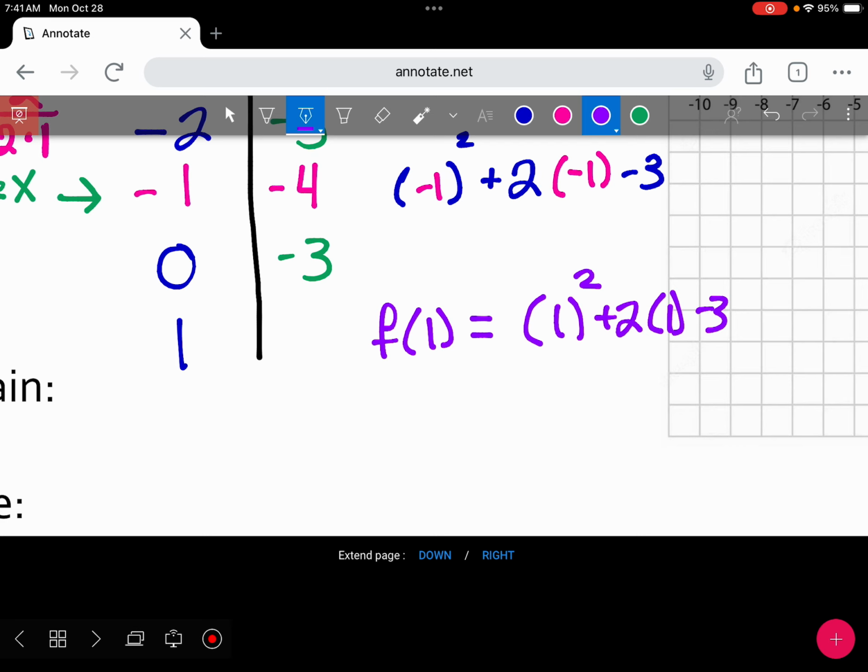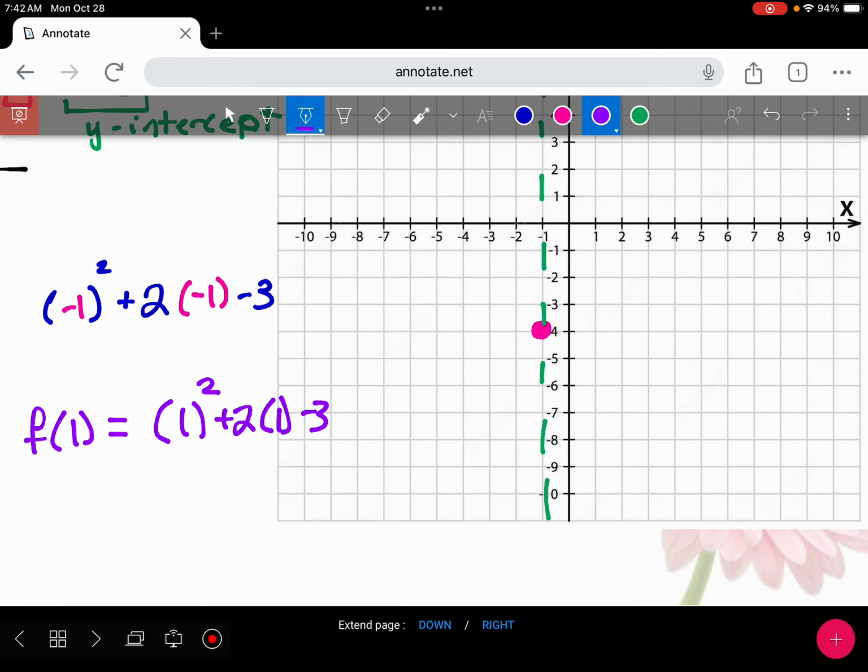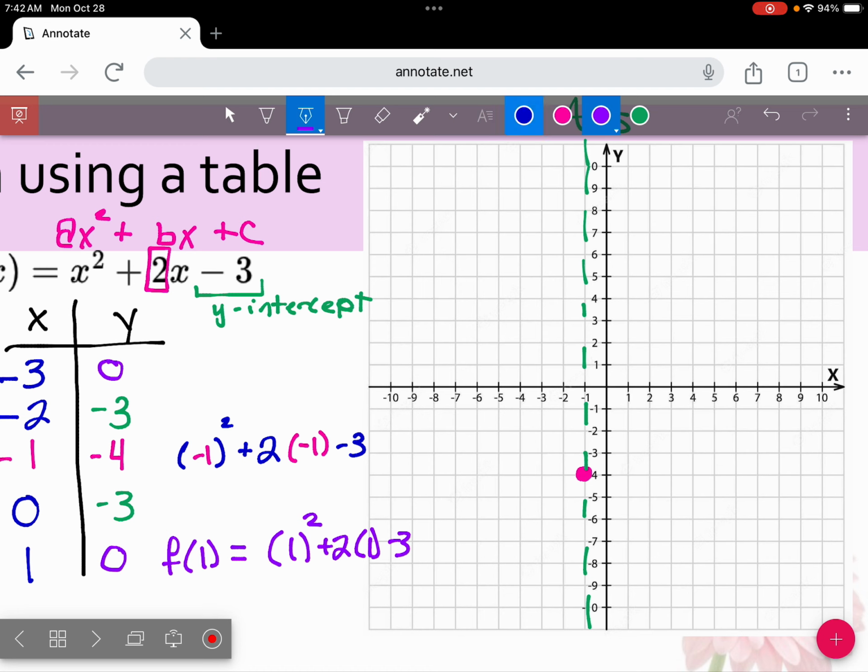So we know that this point is 0, and because of our symmetry, I know its matching partner on the other side will also be 0. So we have 5 points here that we can graph up. We have negative 3, 0, negative 2, negative 3, negative 1, negative 4, 0, negative 3, and 1, 0.